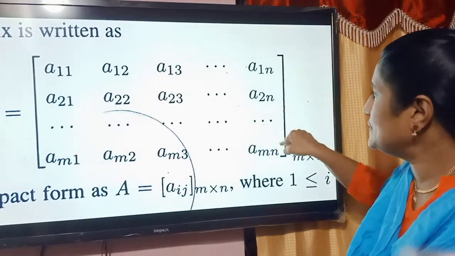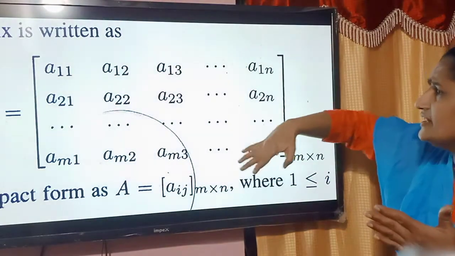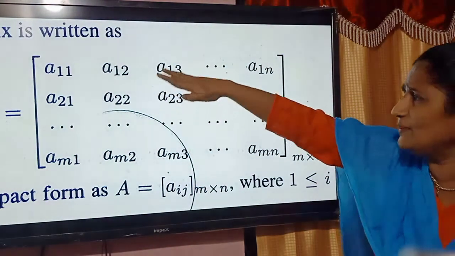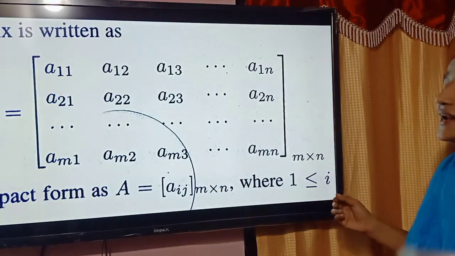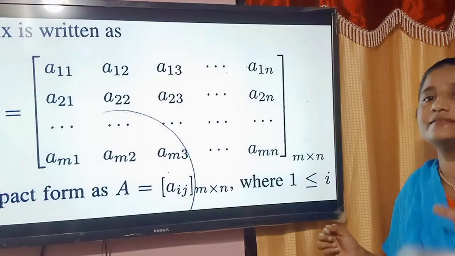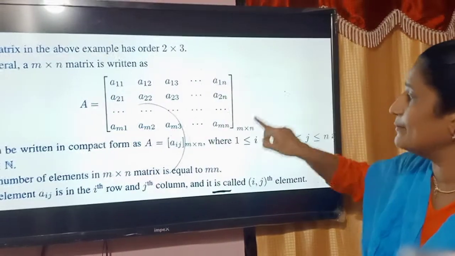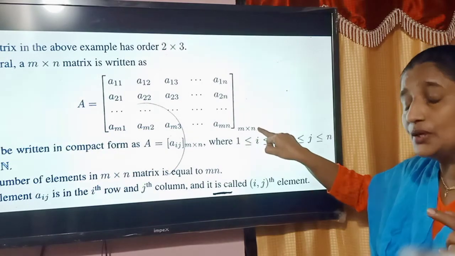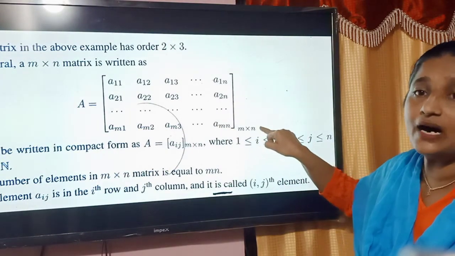Okay, so can you say the order of this matrix? Here in this matrix, can you say how many elements there are? The elements are m into n, mn elements. Or we can say there are m rows and n columns, and the order is denoted as m by n.